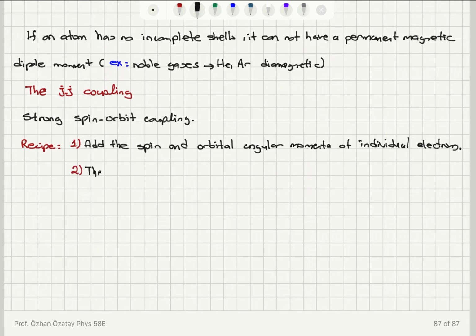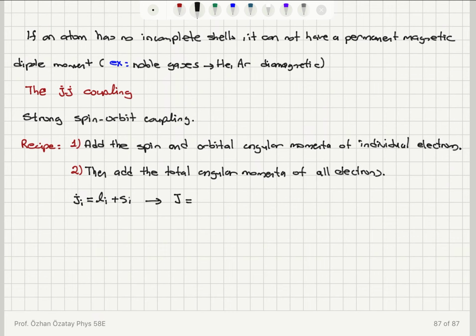Then add the total angular momentum, the total angular momenta of all electrons. So first we have to calculate for the ith electron what is the total angular momentum. It's Li plus Si, and then the total angular momentum quantum number J is the sum of the individual electron total angular momentum quantum numbers.